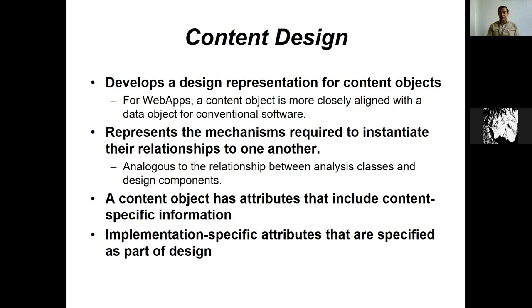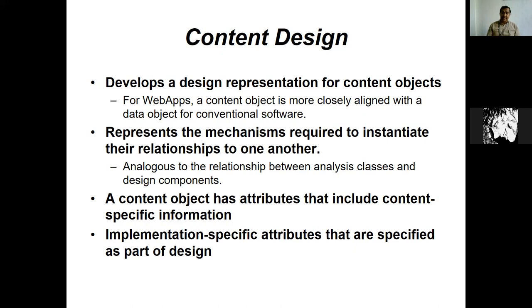A content object has attributes that include content-specific information. It has the characteristic features related to the content-specific information. Content-specific means all relevant information of our project, which is generated or extracted from the domain. Is that clear? Implementation-specific attributes are specified as part of design. So related to making things happen, all are made as a part of the design.